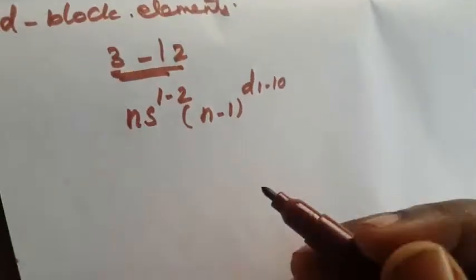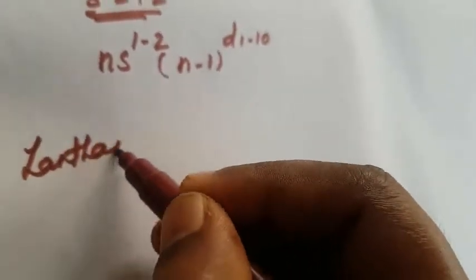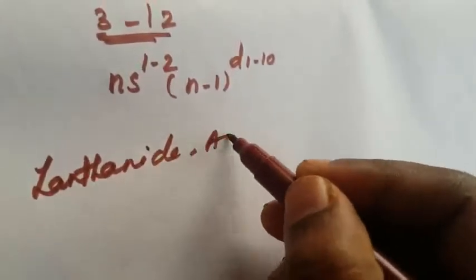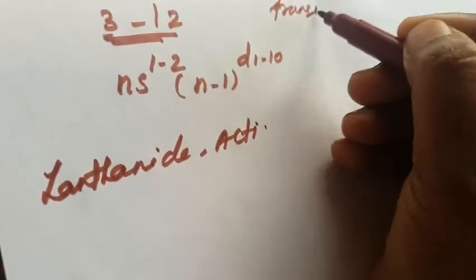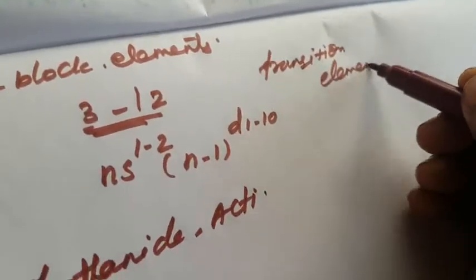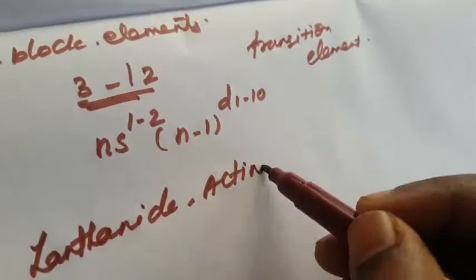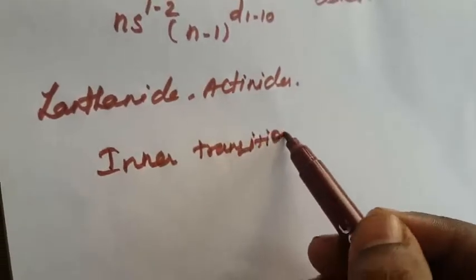Next, the last one is lanthanides. What is meant by lanthanides? Lanthanides and actinides. The d block elements are called transition elements, right? Lanthanides and actinides are called inner transition elements, right?